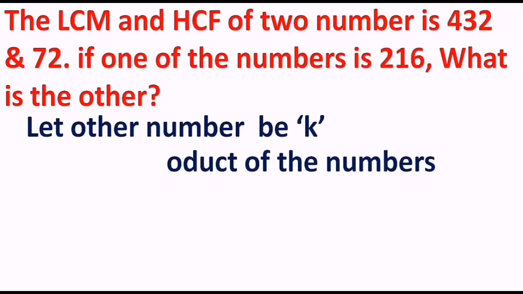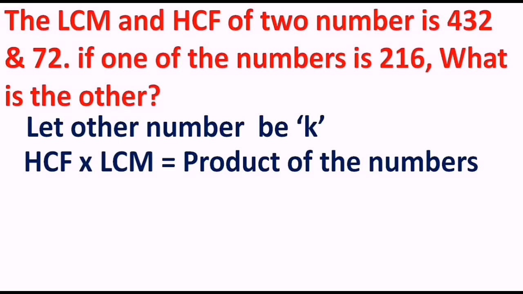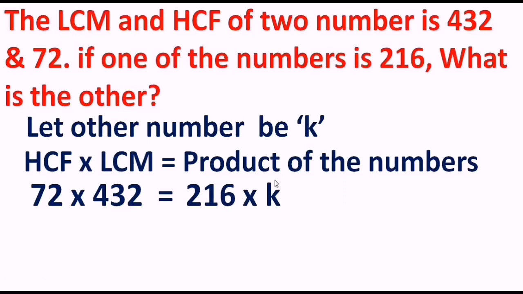Okay, and don't forget to write the property that we are going to use, that you are looking at the screen presently. So what does the property say? Product of LCM and HCF must be equal to the product of the numbers, right? So using this property, we are going to find the other number. So what we are going to write? Insert the values presently. So HCF into LCM is nothing but 72 into 432, right? And the product of the numbers, in which one of the numbers is k, we can write 216 into k, right?